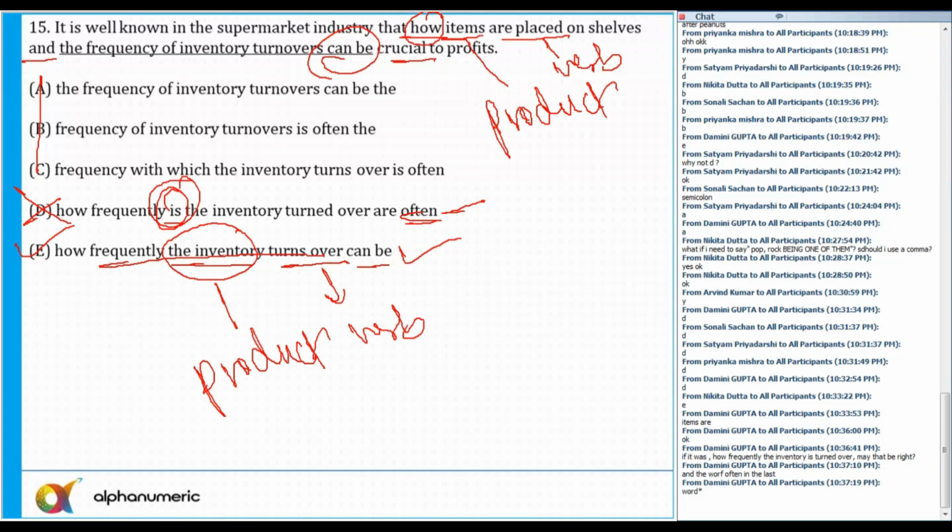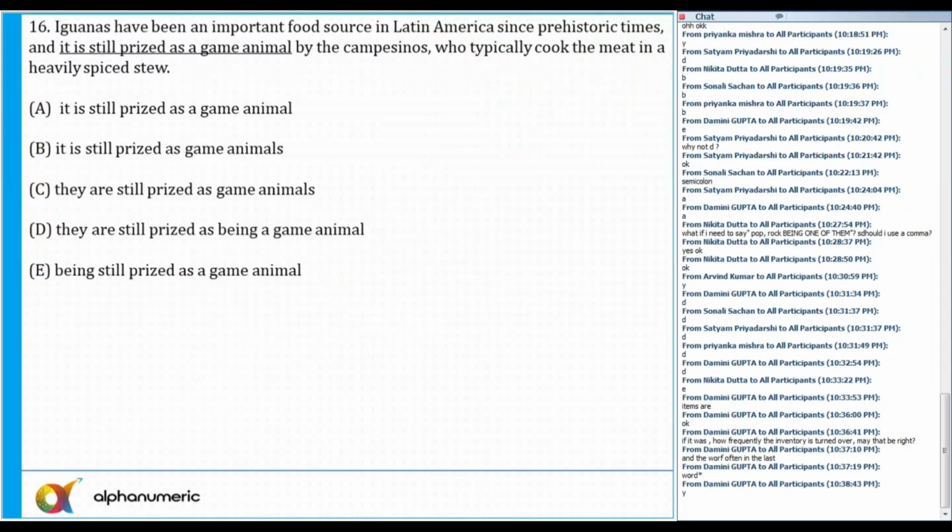Is this clear? Should we move to the next five, number 16 to 20? Okay, take a look at 16 to 20 and let me know when you're done.